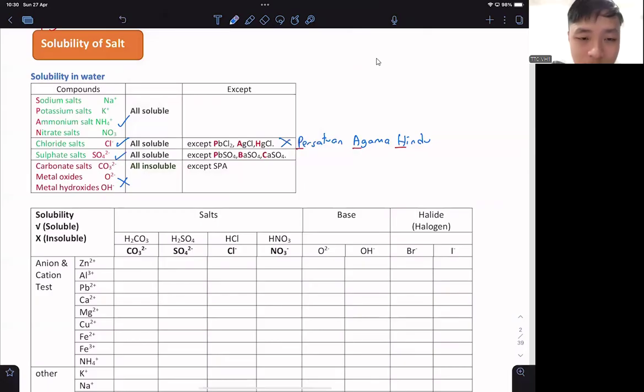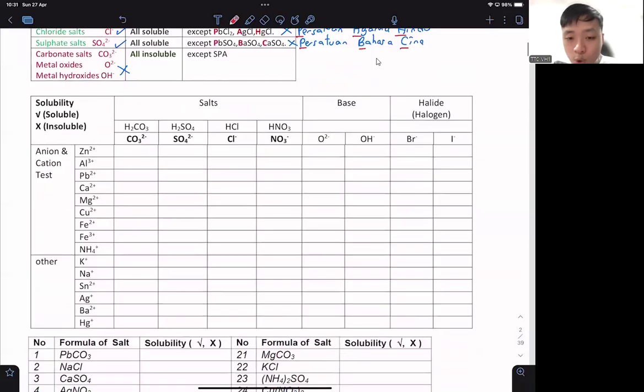Then the sulfate is also mostly soluble, except these three: Pb, Ba, Ca. The basic ones you have to know. You have to memorize this one. PbBaCa.